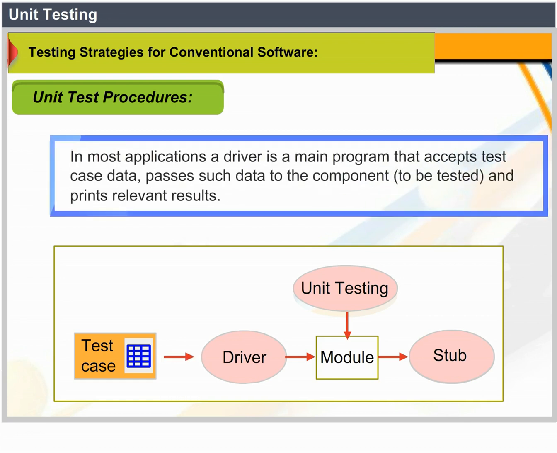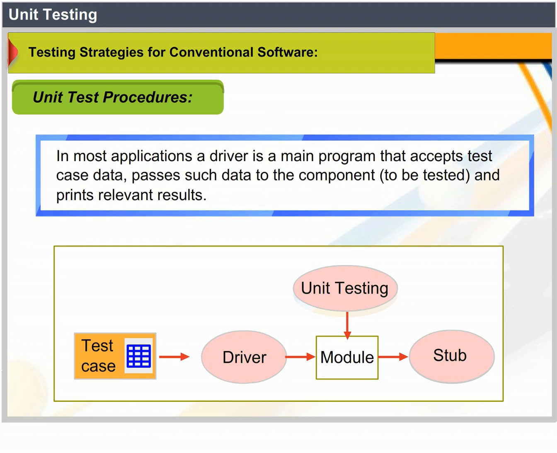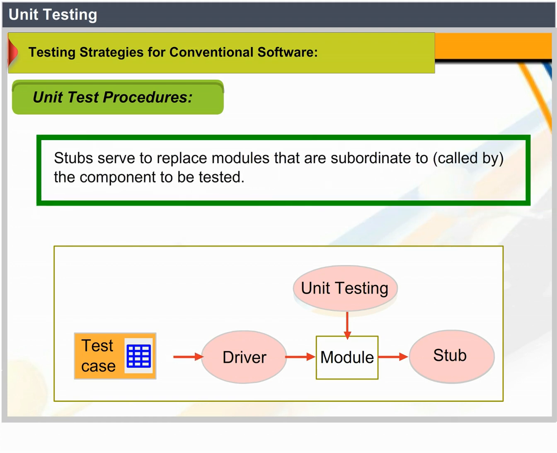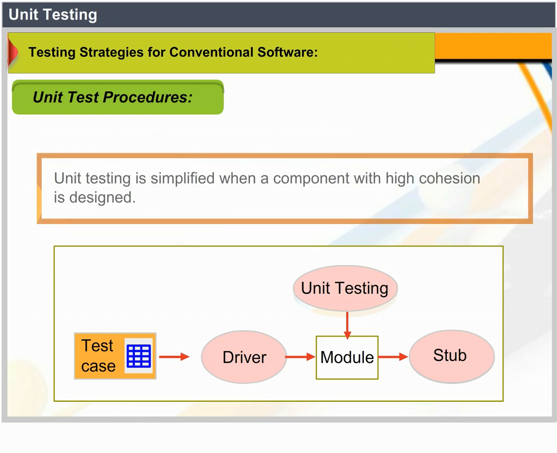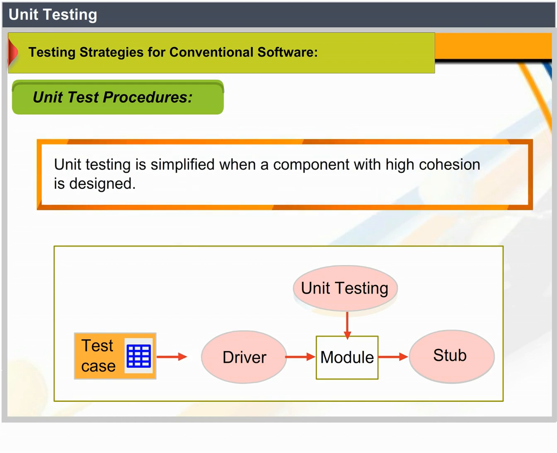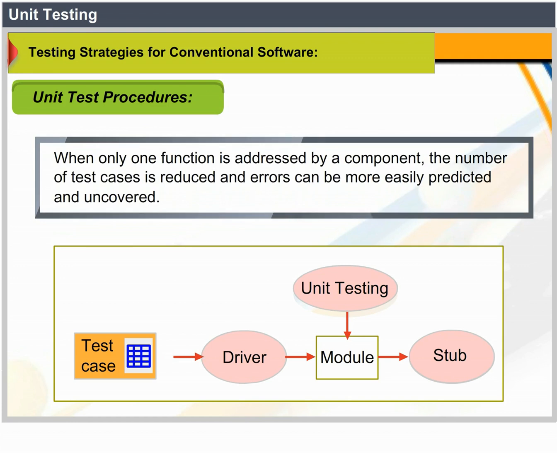In most applications, a driver is the main program that accepts test case data, passes such data to the component to be tested, and prints relevant results. Stubs serve to replace modules that are subordinate to, called by, the component to be tested. A stub or dummy subprogram uses the subordinate module's interface, may do minimal data manipulation, provides verification of entry, and returns control to the module undergoing testing. Unit testing is simplified when a component with high cohesion is designed. When only one function is addressed by a component, the number of test cases is reduced and errors can be more easily predicted and uncovered.